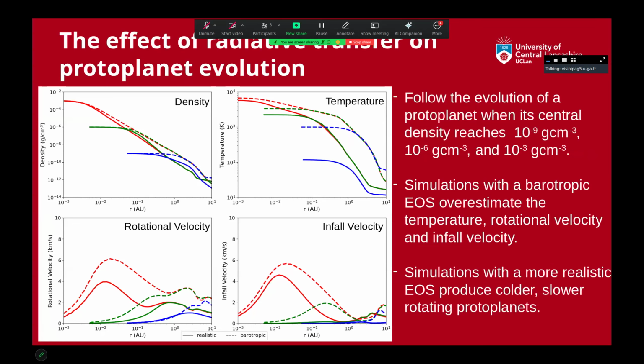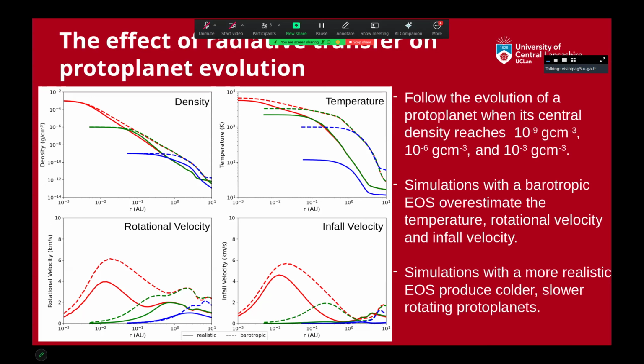And this is one of the initial results from my work here. This scary looking grid plot is essentially showing the log density, log temperature, rotational velocities, and inflow velocities of 2 protoplanets. The solid lines are those from one of my simulations, which use the slightly more realistic Lombardi radiative transfer approximation method.